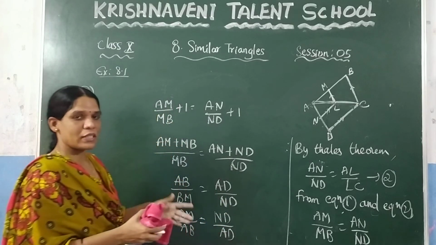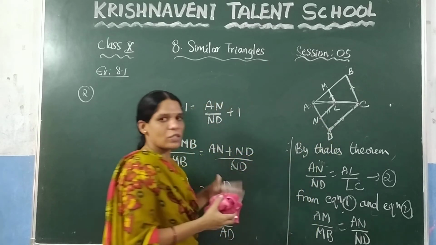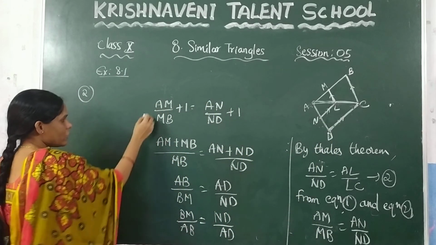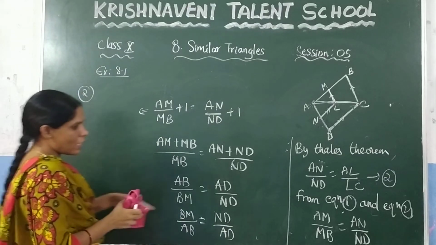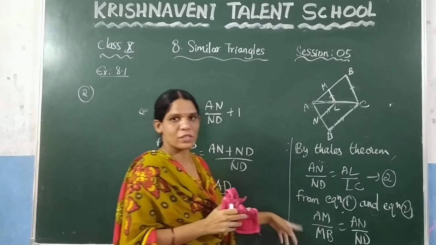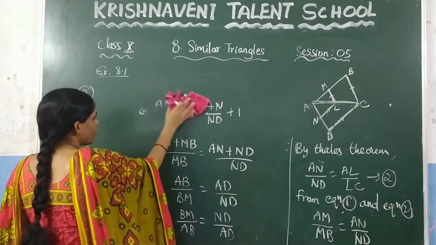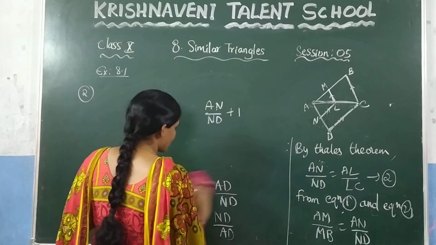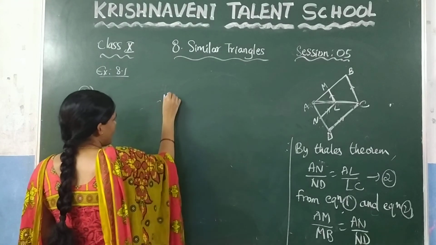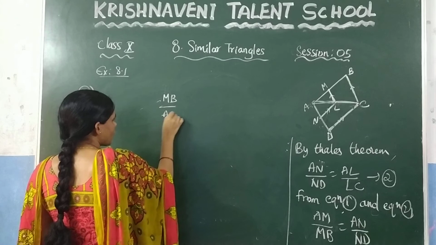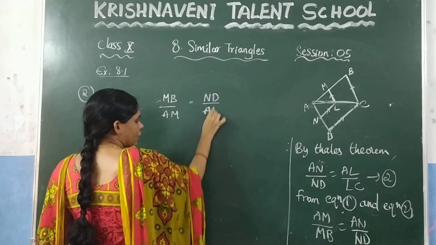Here in the question they asked to prove AN by AD. They can also ask this one, and at this step you can interchange these values. Let us interchange these values and check. This one is also important. Now if you interchange these values, what you get is MB by AM is equal to ND by AN.